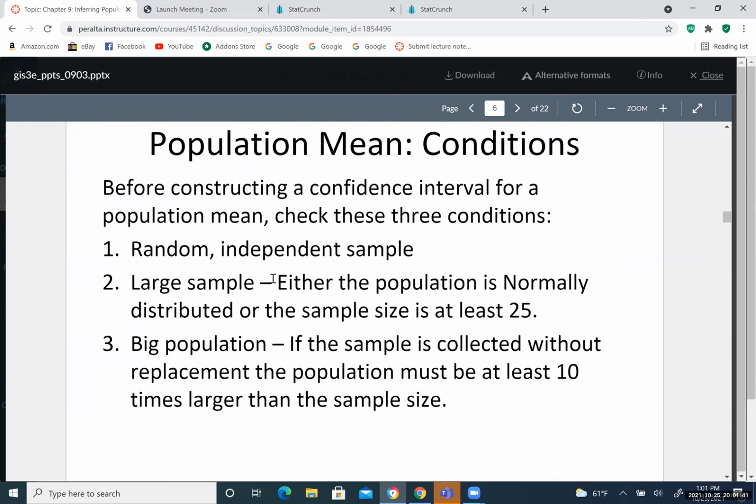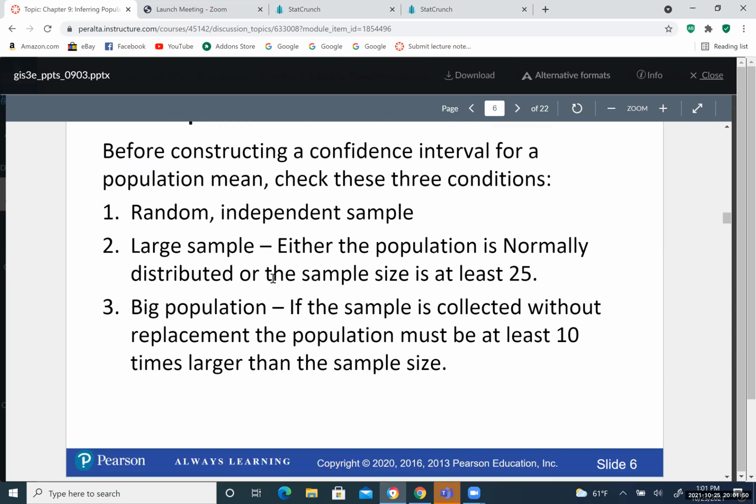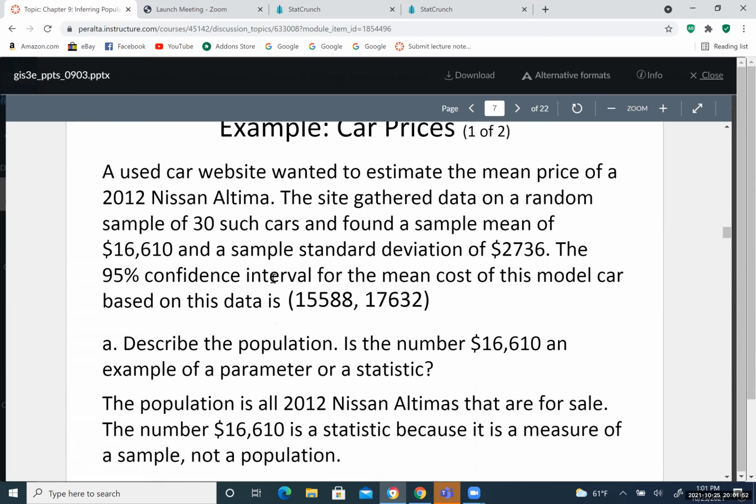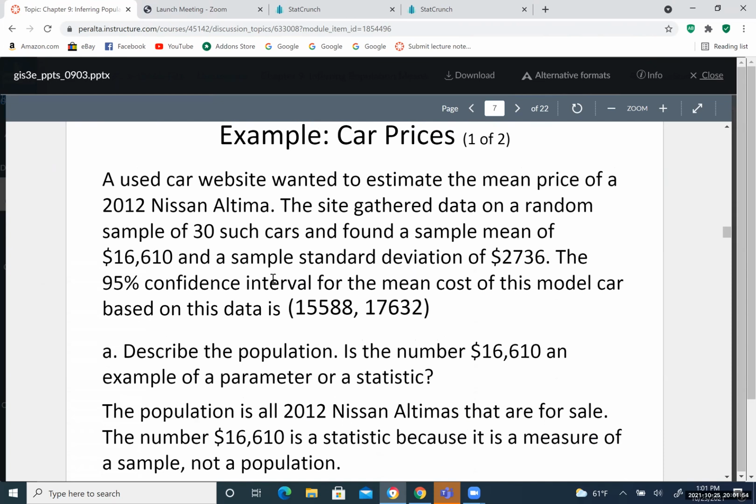Before constructing a confidence interval for the population mean, you don't have to check these three conditions, because all the time they will give it to you. So let's do this example.